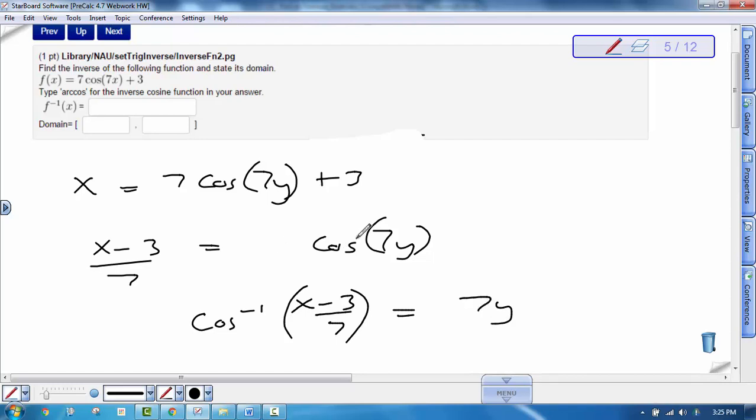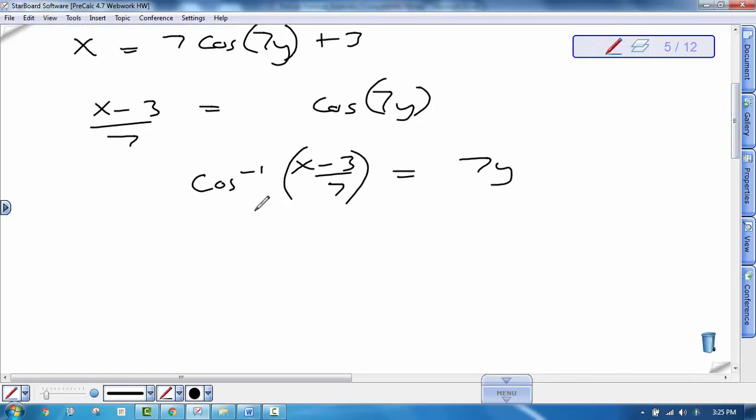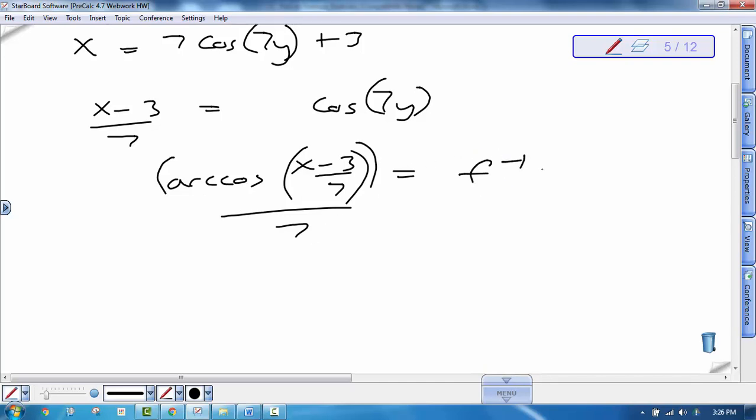Inverse is undo the original function. And then I'll divide both sides by 7. So that's my inverse. Now keep in mind they want you to enter in arc cosine. So make sure you close those parentheses or put parentheses around the whole thing then. And that should work for the inverse, which I'll call inverse function of x instead of y now.